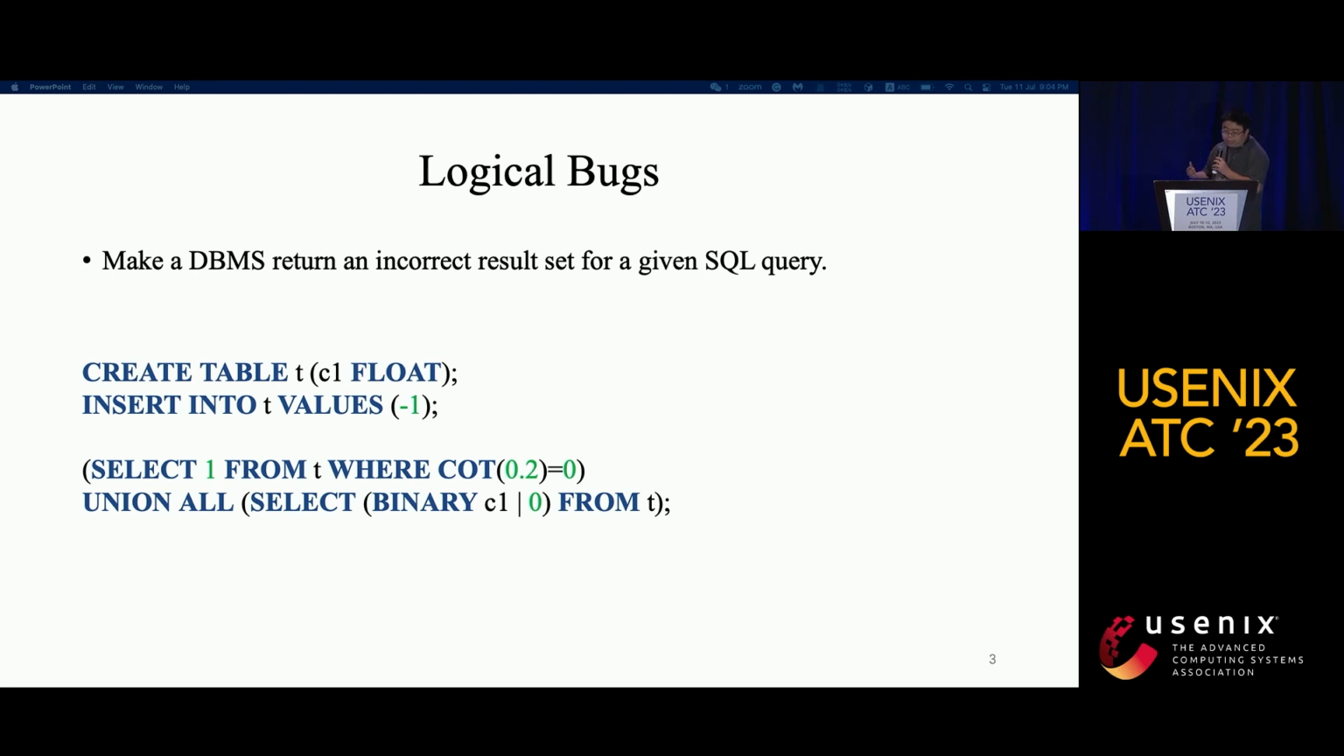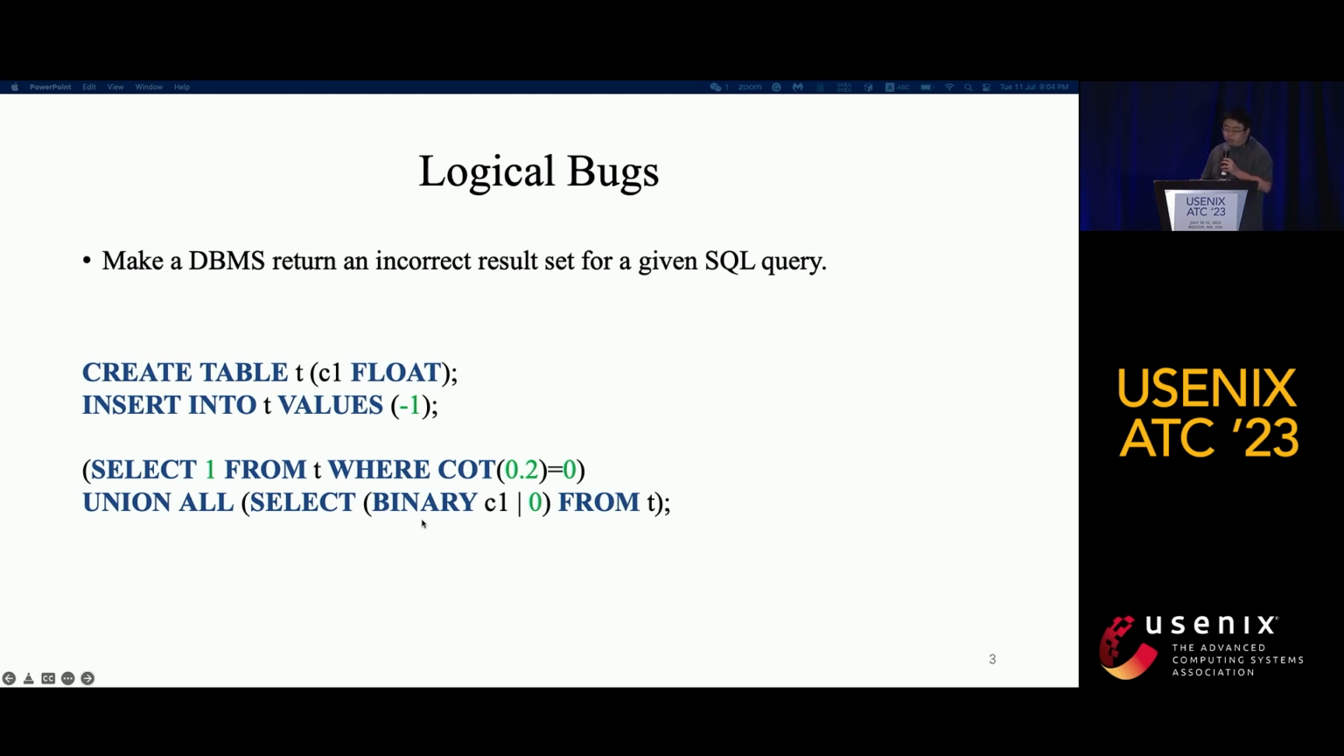Firstly, we create a table named T with a single column, C1. And we insert some value, for example -1, into this table. Now we want to do some retrieval. That is, we want to select some data from this table. This statement actually has two subqueries.